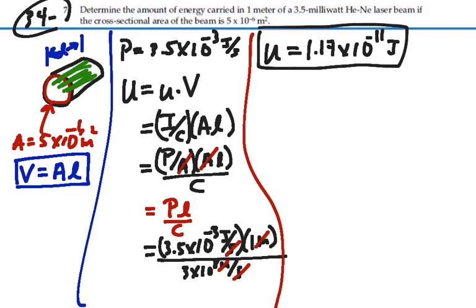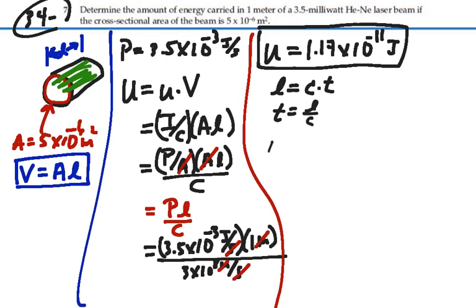You know, an alternate way to think about this is power is energy per time. So this beam is being put out at 3.5 milliwatts, or joules per second. If we knew how many seconds it took light to travel 1 meter, then we can think of the energy that would be distributed over that amount of time. In other words, our distance, L, is going to equal the speed of light times time. So the time we're talking about is the distance divided by the speed of light.